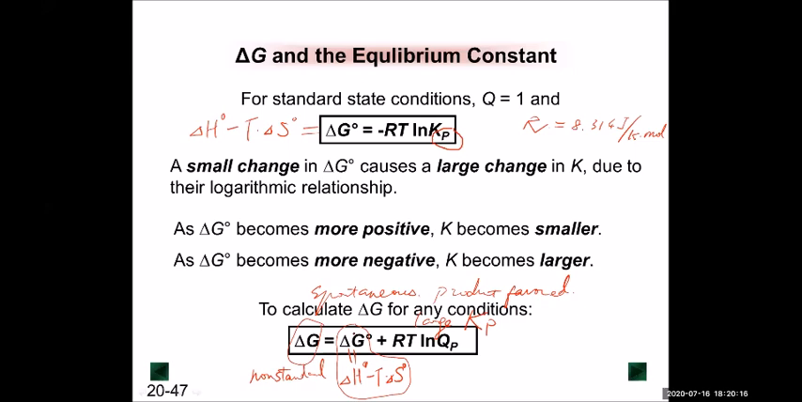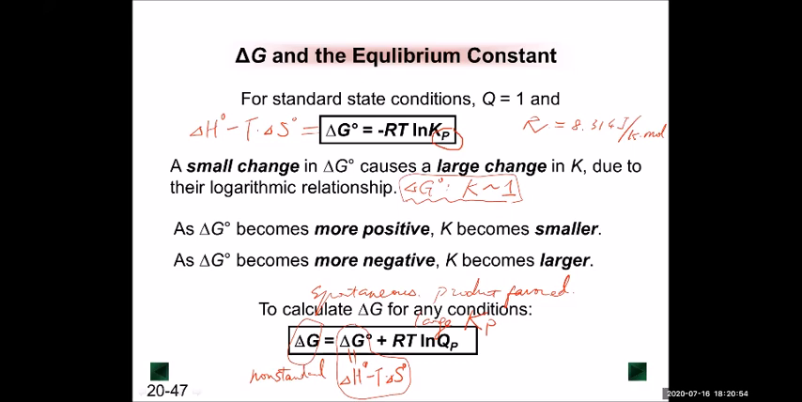So that's the difference between the standard free energy change and the non-standard free energy change. The standard free energy change helps us predict whether a reaction is spontaneous or non-spontaneous. In other words, delta G naught tells us how K compares to 1. Is K larger than 1 or less than 1? That's what the standard free energy tells you.